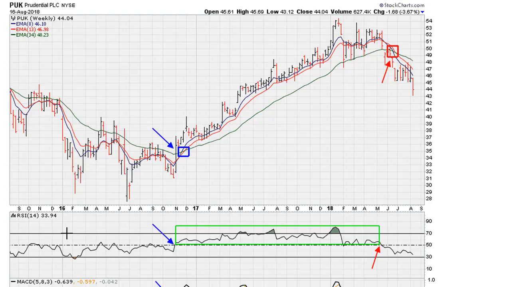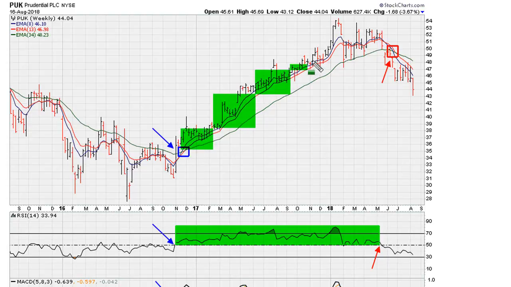So one thing we also see here is when an instrument is in a bullish phase, it's going to trade with its RSI above 50. So a bullish phase is when the RSI is trading above 50.